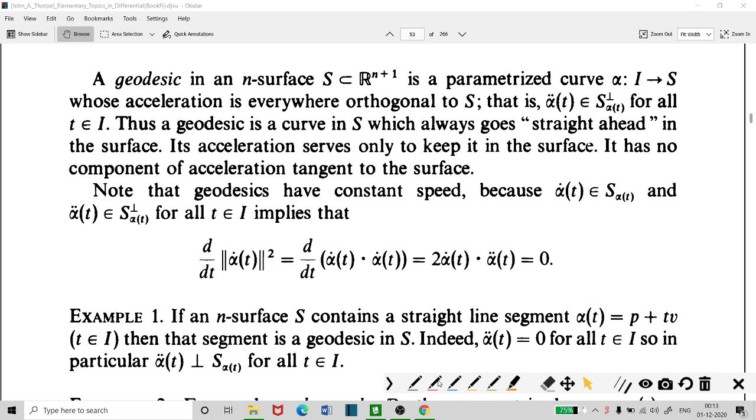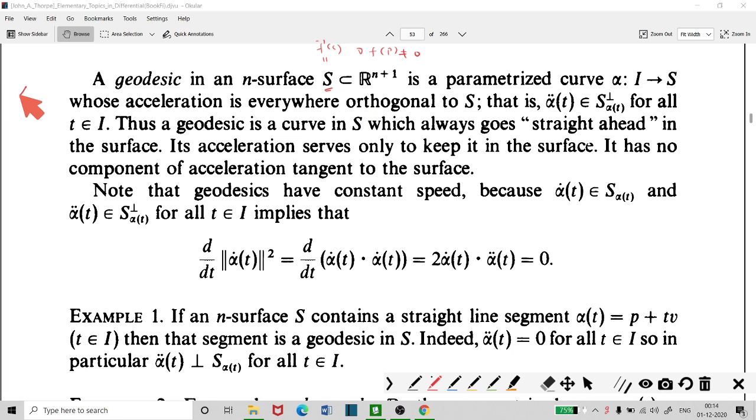Now we will define geodesic. A geodesic in an n surface, S subset of Rn plus 1. So this is an n surface. Then what is the requirement? This can be written as f inverse of some c, and del f of p not equal to 0 for all p belonging to S. This is the requirement. And a geodesic is a parameterized curve on this S, say alpha from I to S, whose acceleration is everywhere orthogonal to S.